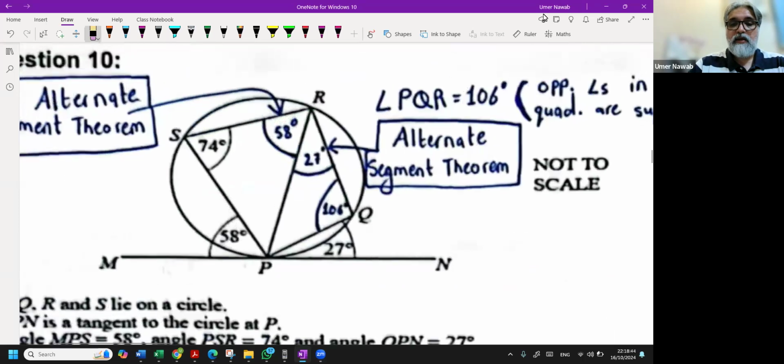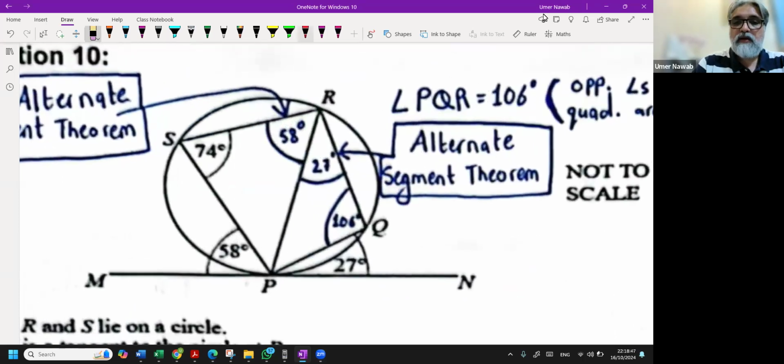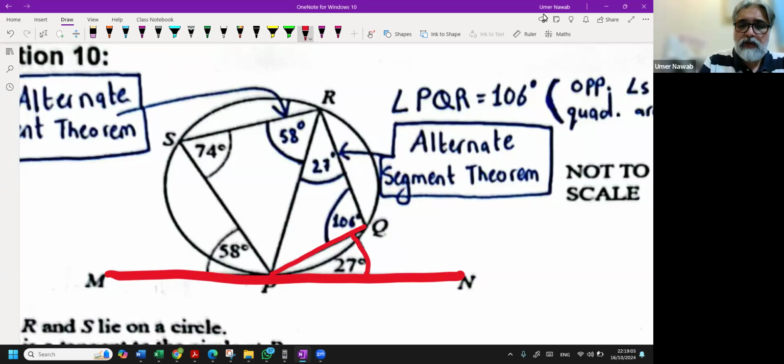I can see here the guy gave me tangent. He gave me chord and it is making 27. Okay, did he join anywhere? No, he didn't join. So it means that property cannot be used. But on the other side, if this is the chord, if this is 58, then I'm gonna join the endpoints of the chord anywhere, which is at point R, that is also 58.